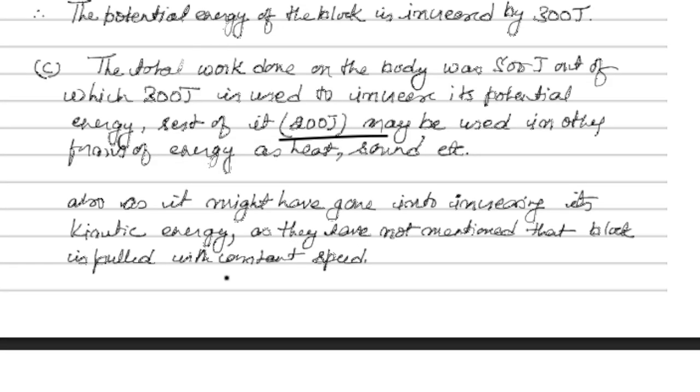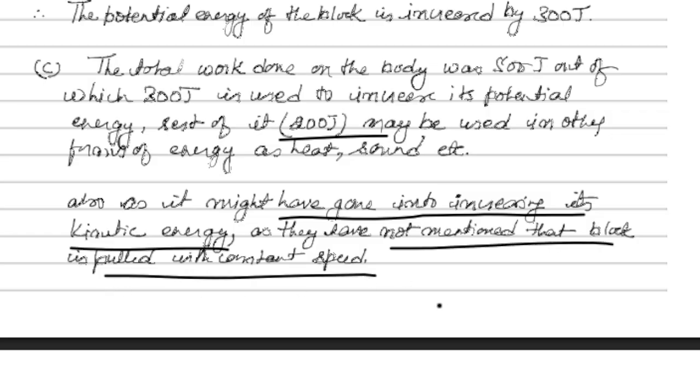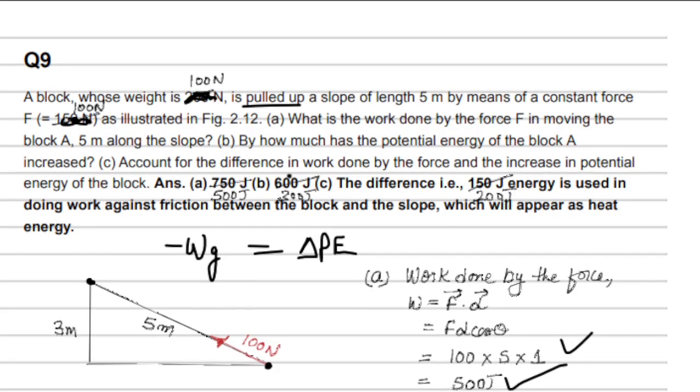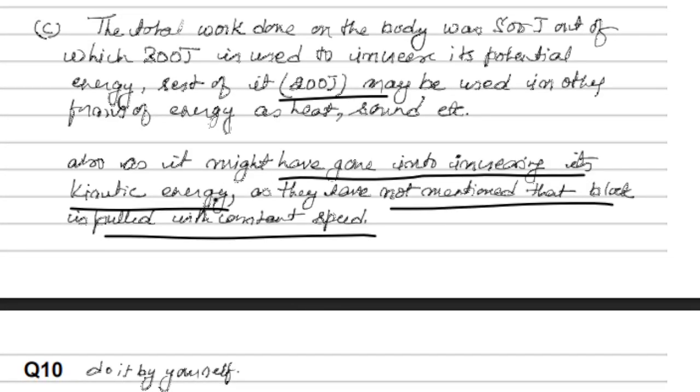Now also in this question, they have not told us that we have pulled it with a constant speed. So it might also have gone into increasing its kinetic energy, as they have not mentioned that the block is pulled with a constant speed. But I think they wrongly framed this question. Otherwise they would have shown that we are pulling it with a constant speed. Then this kinetic energy will not come into the question because we are not changing the speed of the box.